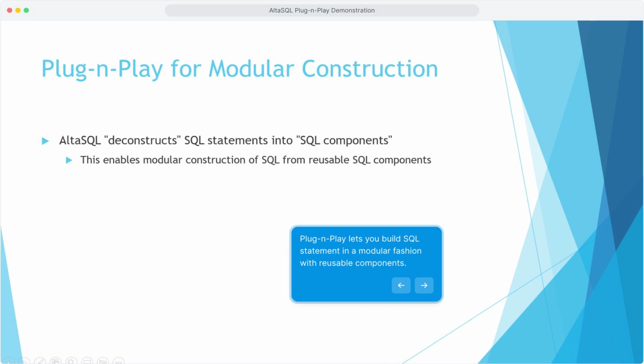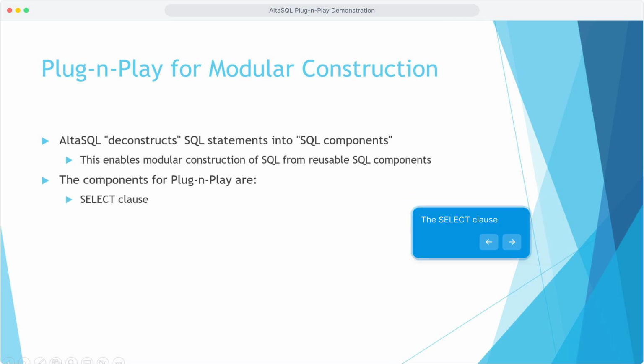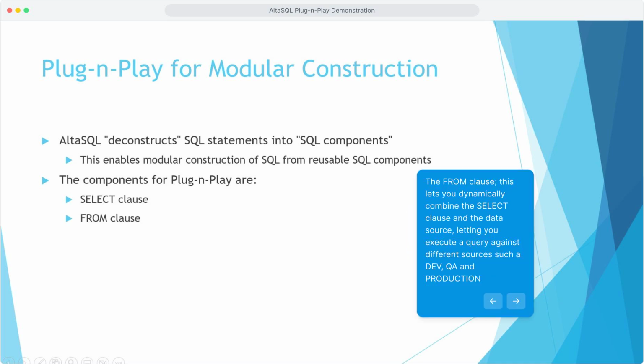Plug and Play lets you build SQL statements in a modular fashion with reusable components. The components are the following: the select clause, the from clause. This lets you dynamically combine the select clause and the data source, letting you execute a query against different sources, such as dev, QA, and production.